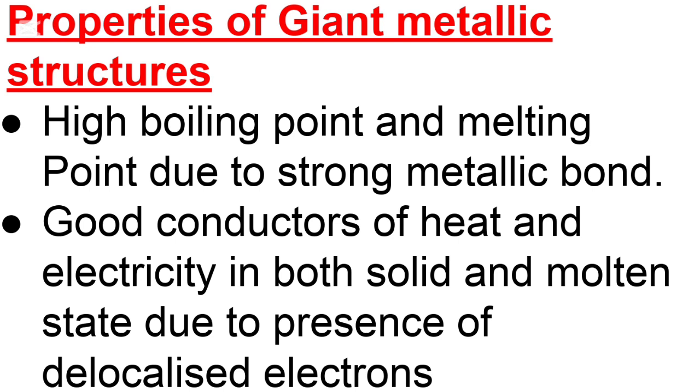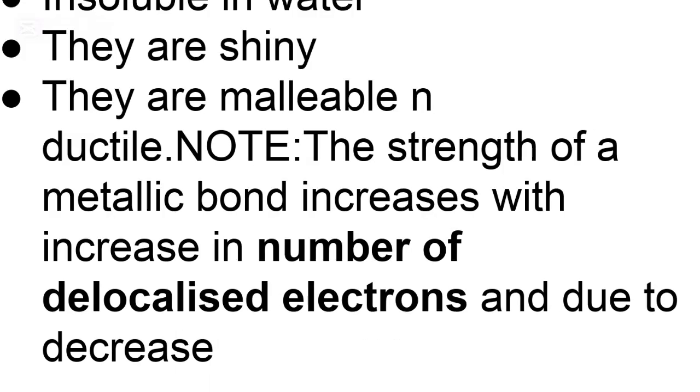They are also good conductors of heat and electricity in both solid and molten state. This is due to the presence of the delocalized electrons. We have seen on the structures that in all metals, there are delocalized electrons. Those delocalized electrons exist in the solid state and also in the molten state. They are the ones which make metals good conductors of heat and electricity. They are insoluble in water. That is the direct explanation.